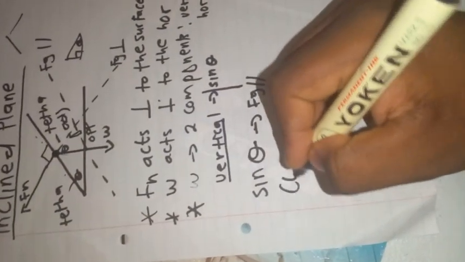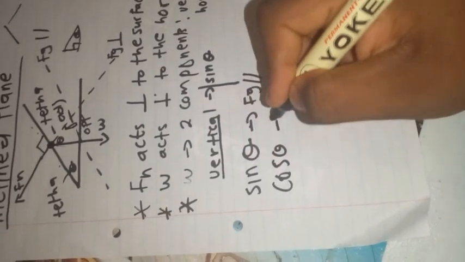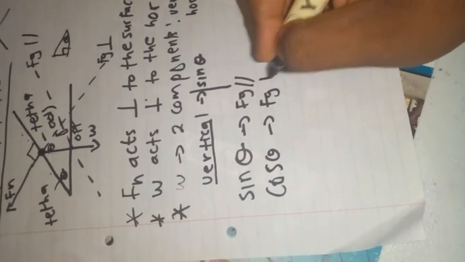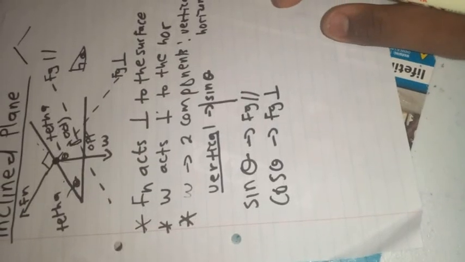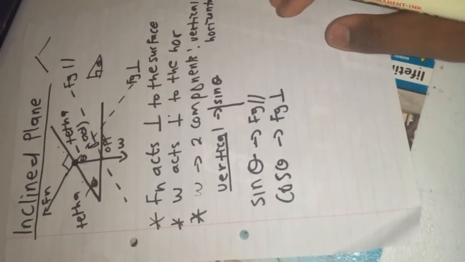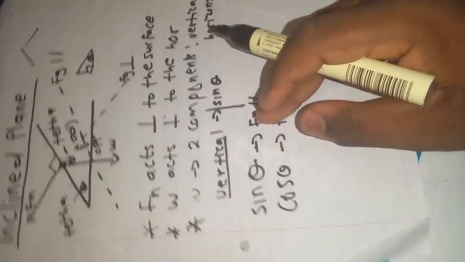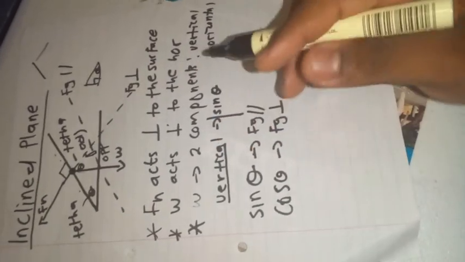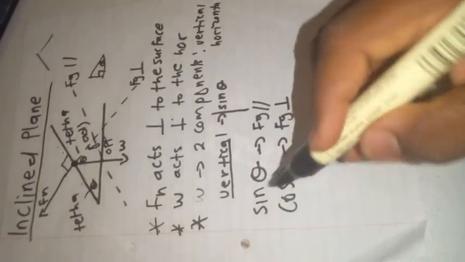Then we have the one for cos theta. The one for cos theta is FG perpendicular. You see, FG perpendicular is the one that is here, which is the adjacent side. Adjacent is cos, as you know from your trig ratios. So whenever you're dealing with FG perpendicular, you have to write cos theta.